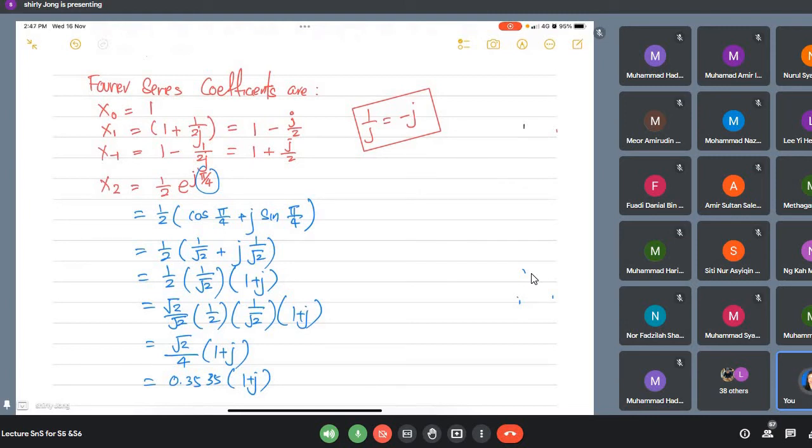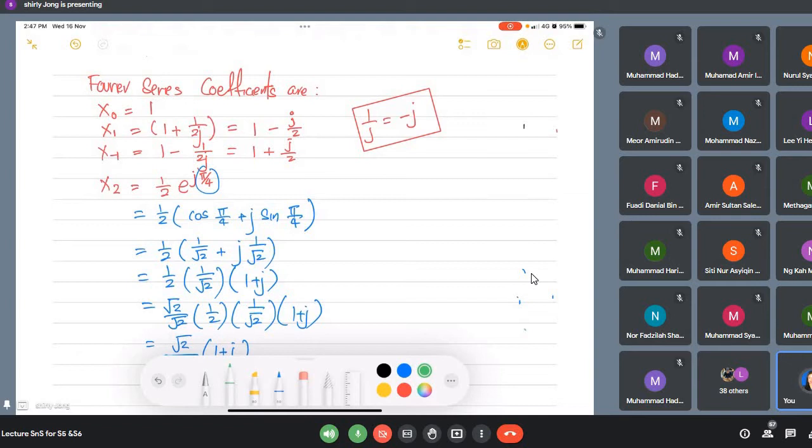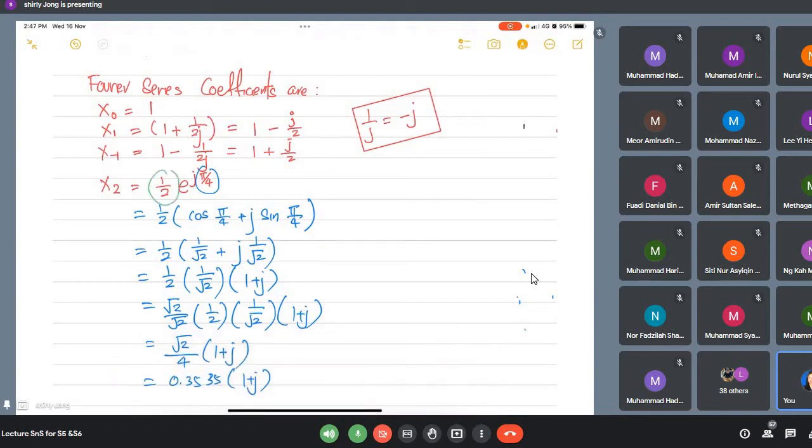But in fact, from this graph, if you want to read for the magnitude, this part actually is the magnitude. You can straight away get it from this exponential reading. This is the magnitude, and this is the phase. Phase is pi over 4. So pi over 4 means what? How many? Plus pi over 4 is how many?